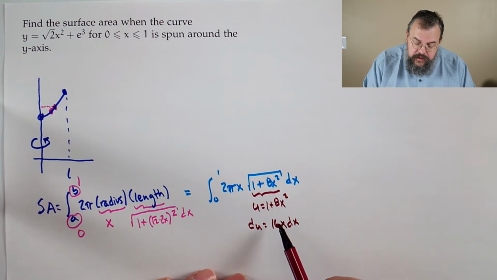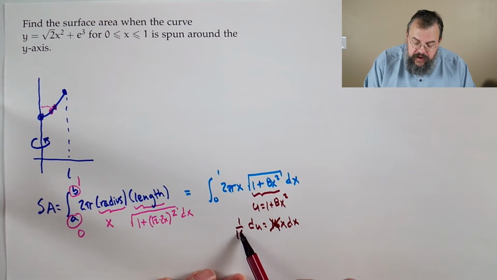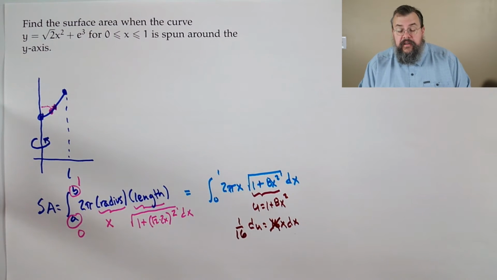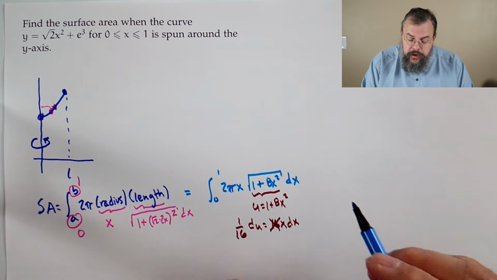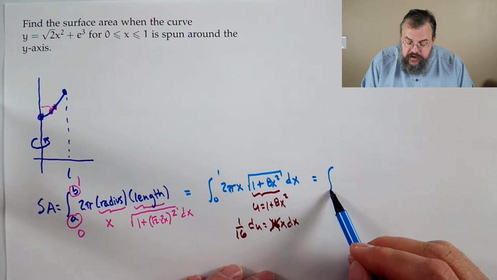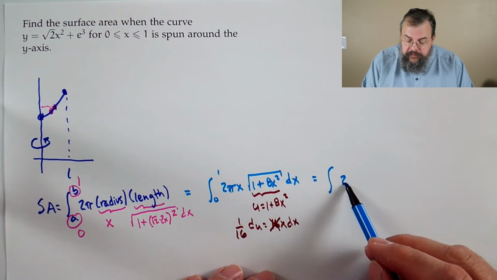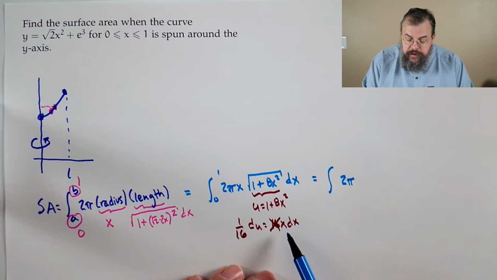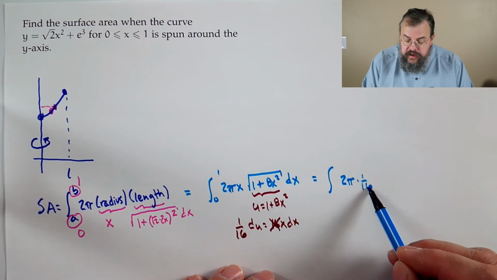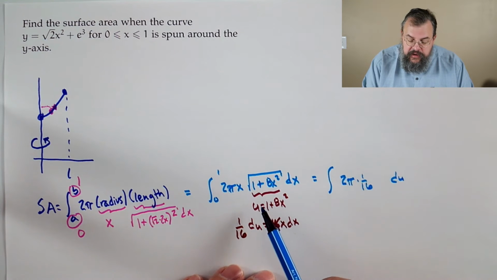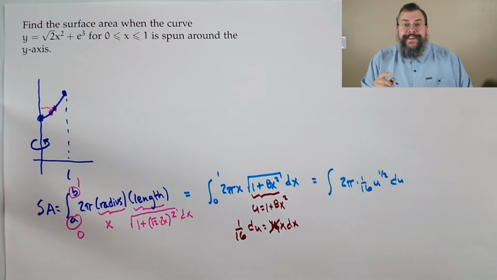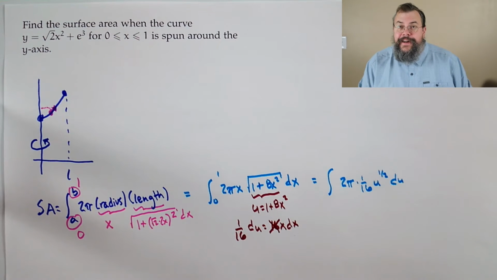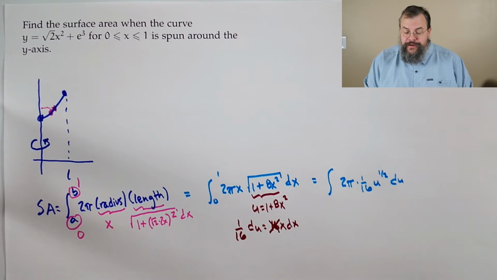Now, there's not a 16 there, so we'll just move the constant around. I'm going to take that 16 and move it over to that side. So 1 over 16 du is x dx. And now we're in great shape. So we have the integral. The 2 pi will stay as 2 pi. The x dx becomes 1 over 16 du. And this square root of 1 plus 8x squared becomes u to the half. This is looking like a reasonable integral, the kind of integral that we're happy to do.